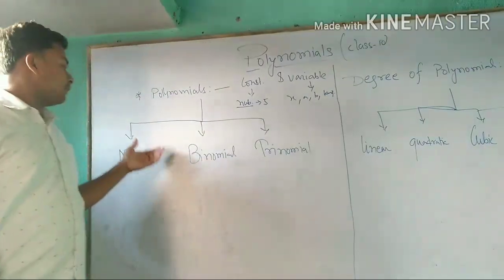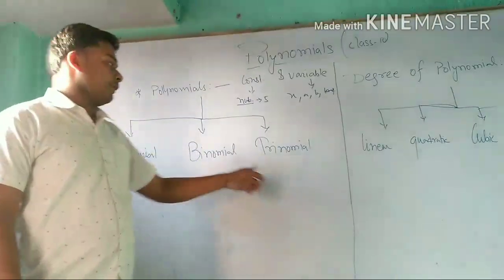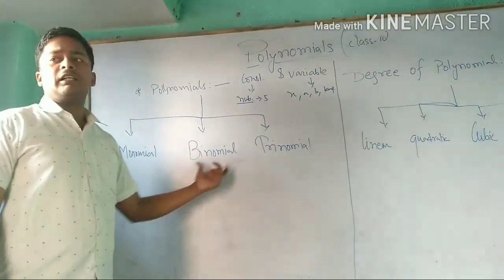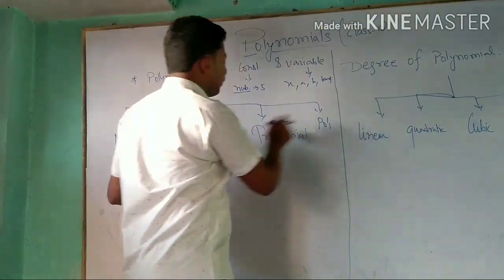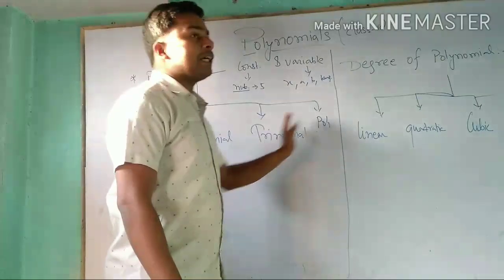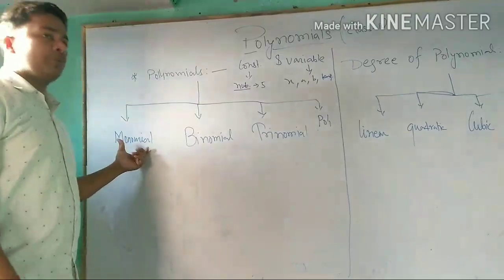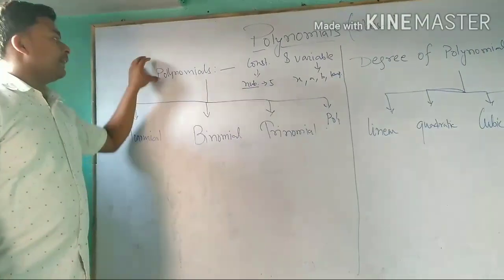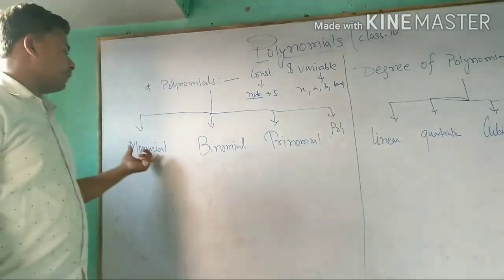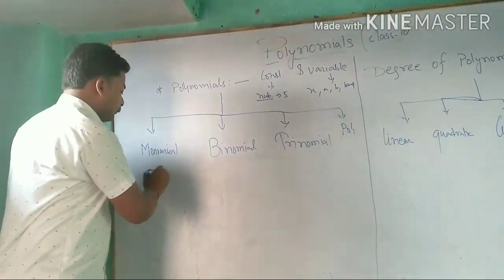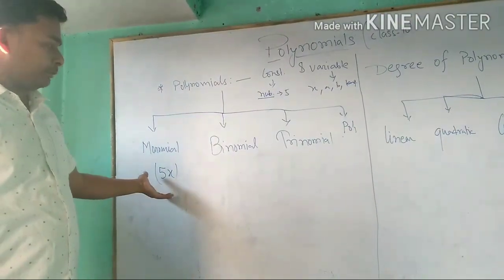Now we have a chart. Polynomials are classified as monomial, binomial, trinomial, and the last one is polynomial. These are all parts of polynomials, but besides these there are more. What is a monomial? A polynomial expression which consists of only one term is called a monomial. Suppose 5x, this is a single term, that's why it is known as a monomial.